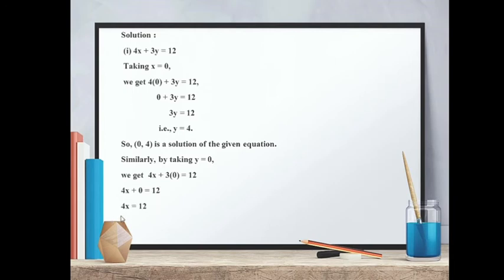Now we will transfer this 4 to the other side in the form of division, as it is given in the form of multiplication. So it will become x equals 12 divided by 4, and 12 divided by 4 is equal to 3. Thus (3, 0) is also a solution. Here we have taken y as 0, that's why we have written y as 0, and 3 we got as x, that's why we have written 3. So the solution is (3, 0).